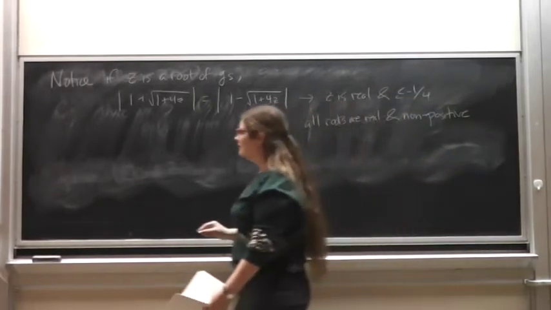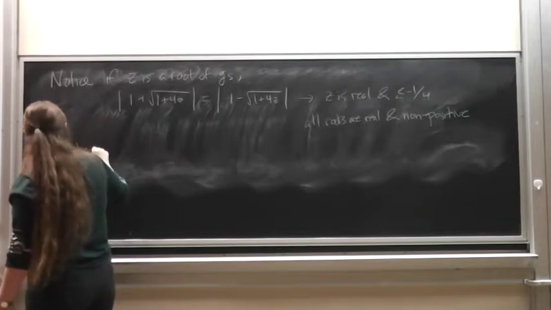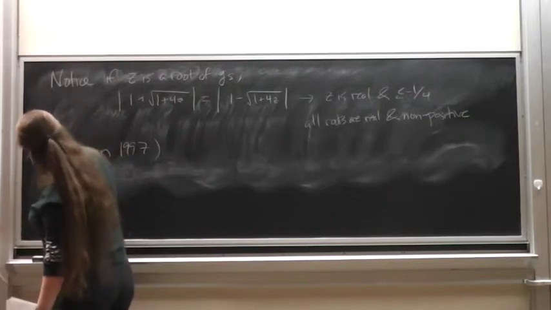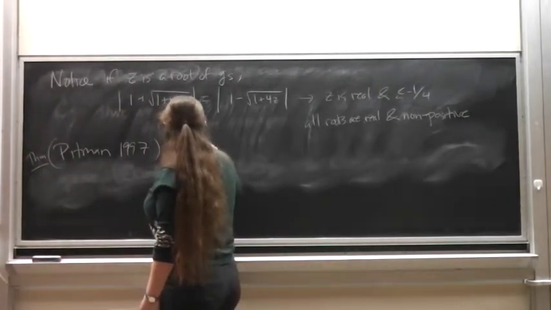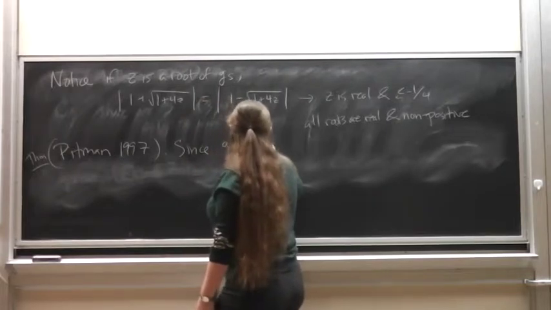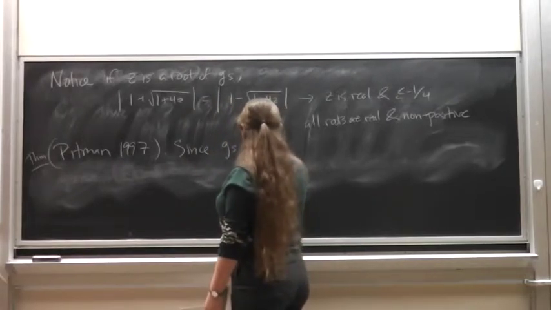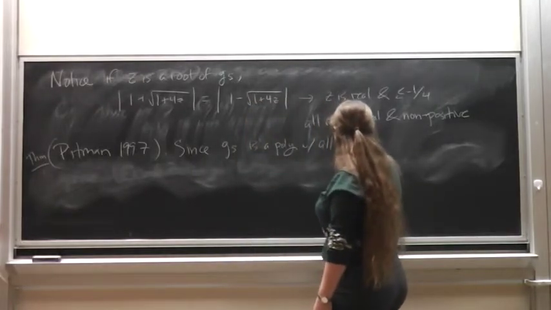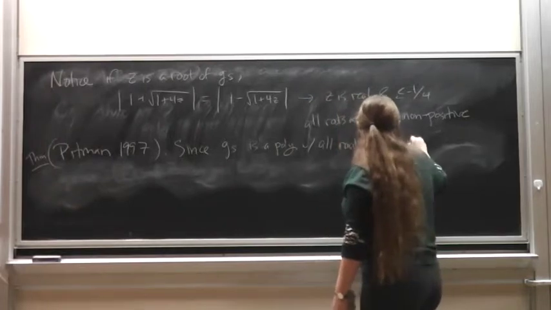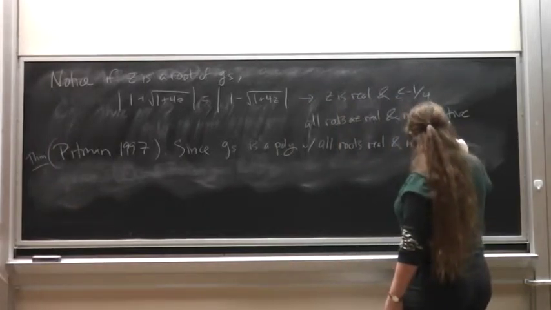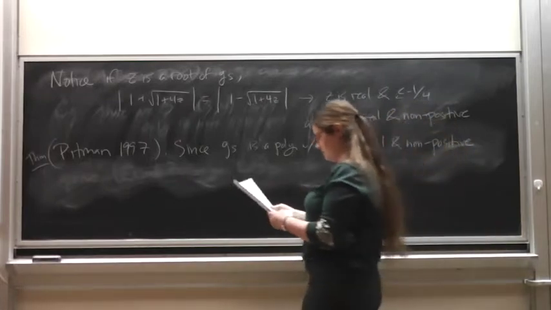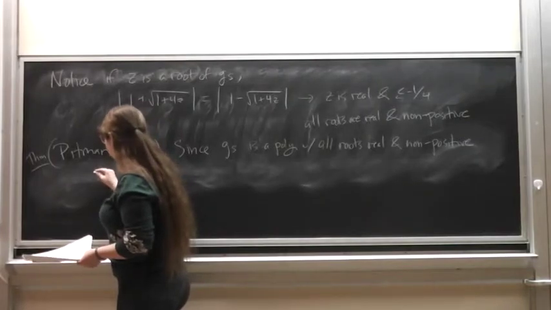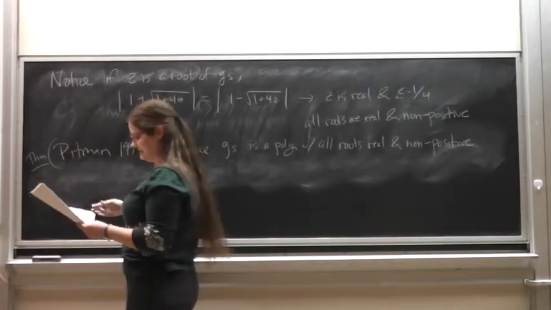Okay, here's the magic. Pitman, 1997, says, since our generating function is a polynomial with all roots real and non-positive, we're going to get a bunch of nice statements. The coefficients are going to be normal in several senses.